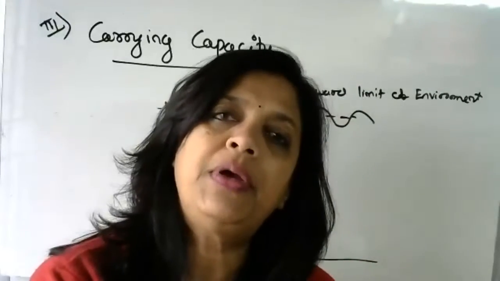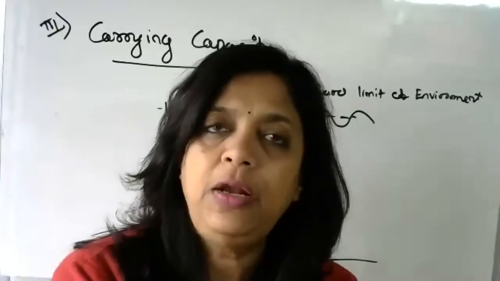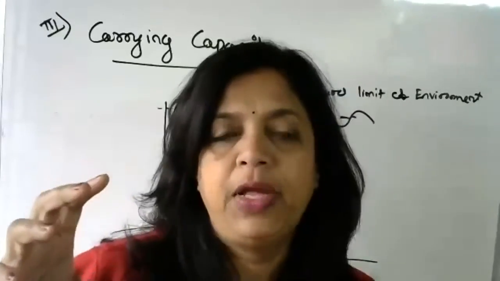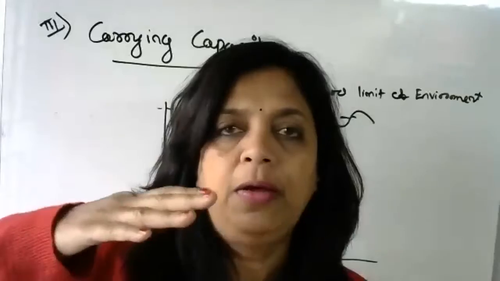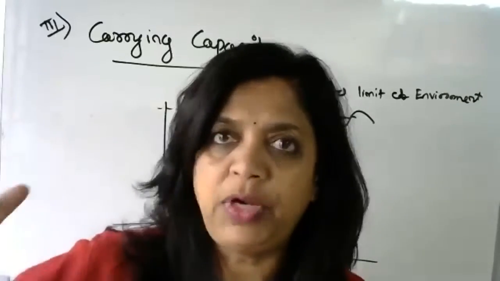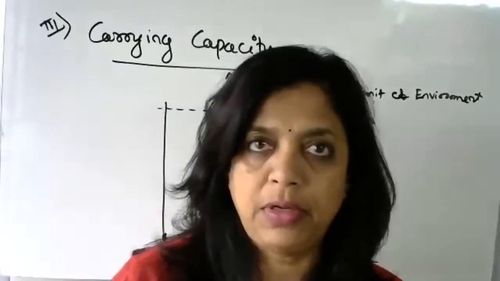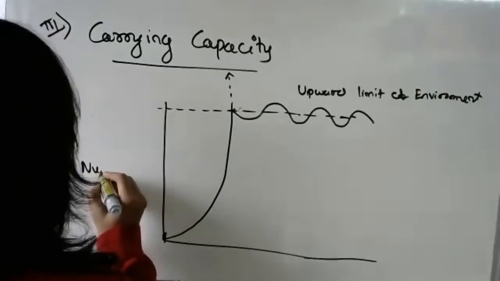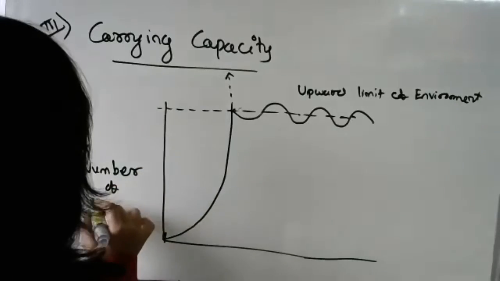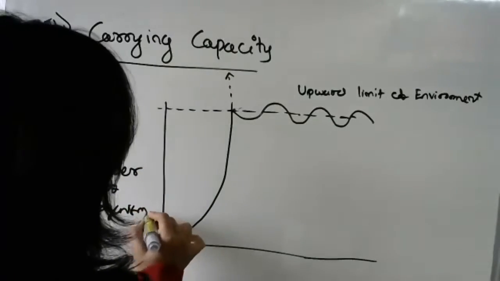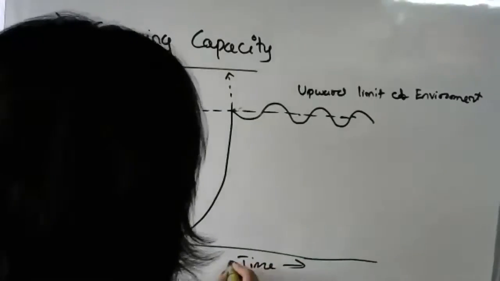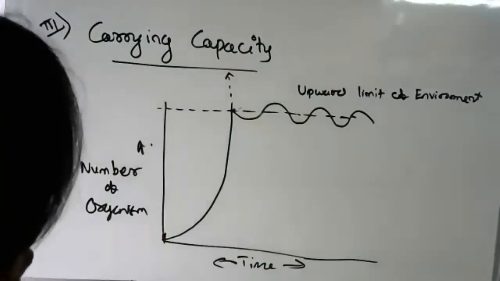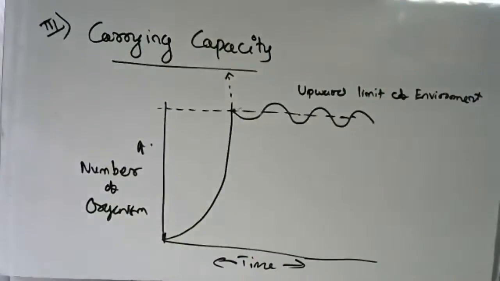Whatever carrying capacity is there, that carrying capacity has a certain limit. Afterwards it will put a check there, right? Again it increases, it puts it down, increases, puts it down. This is called the carrying capacity of the environment, correct? Okay, so if you write this, this is the number of organisms. This is the time. This is the carrying capacity of the environment.